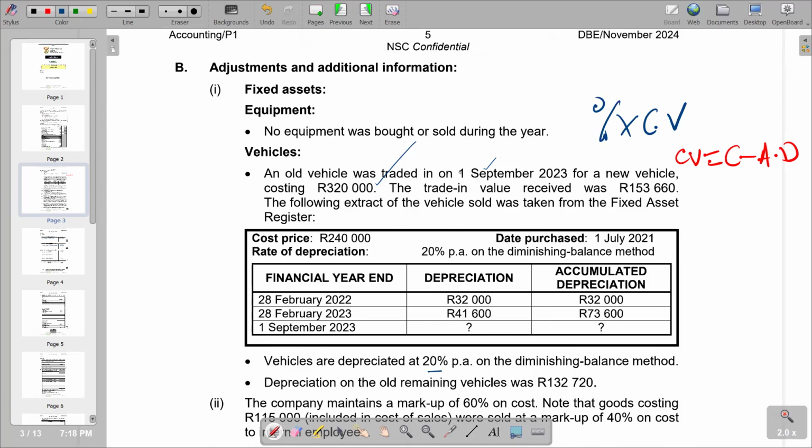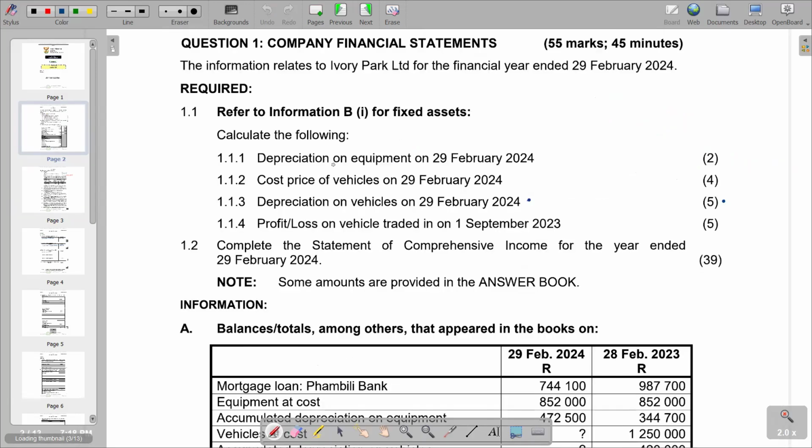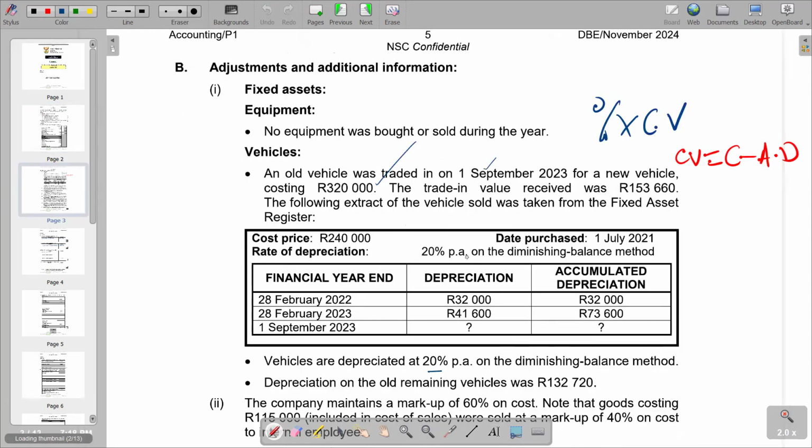Then you're going to make the proportionate number of months that this vehicle stayed in the business. It came in 1 September. And if you refer back at the beginning of the question, you see that our year ended 29 February 2024. And this one came in 1 September 2023. So we are saying the whole of September, October, November, December, January, February. So we have 1, 2, 3, 4, 5, 6. We have got 6 months. So we are going to multiply by 6 over 12 after we have calculated the annual depreciation, because this 20% is per annum, which is for 12 months. So when you're now making a proportion of 6 months, you're just going to say times 6 over 12.